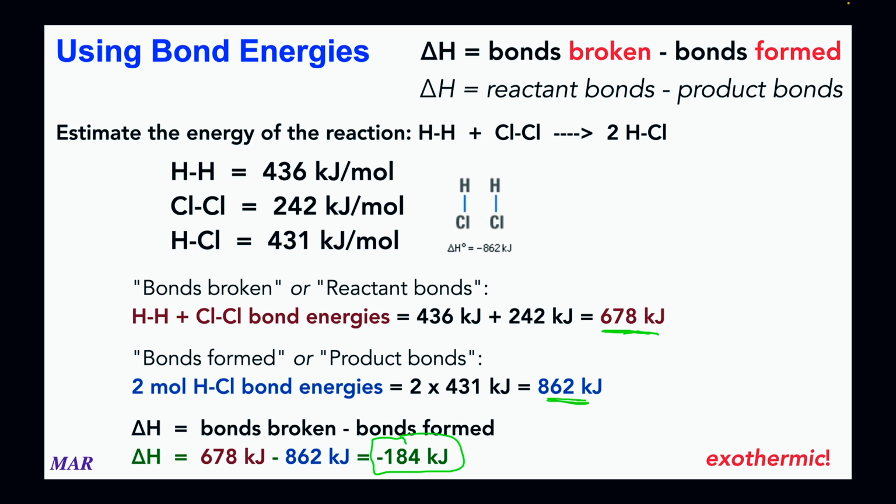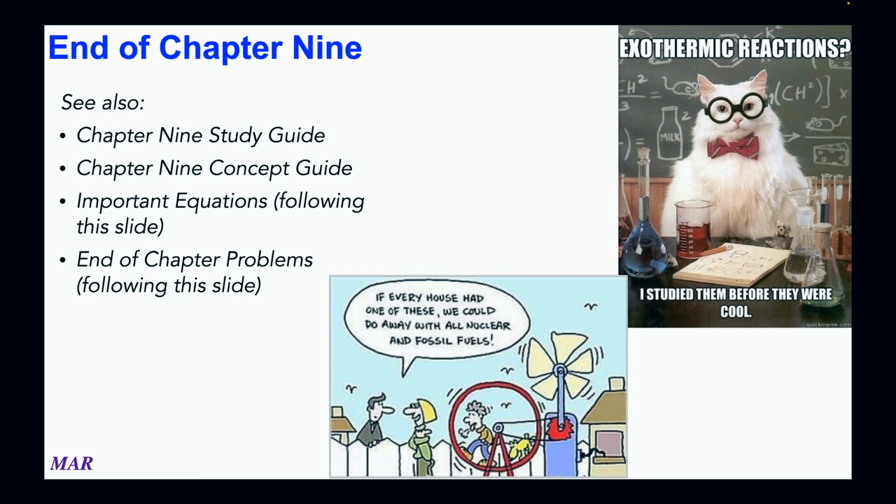So again, to do these kind of problems, you almost always need the Lewis structures, and then it's bonds broken minus bonds formed, or reactant bonds minus product bonds. Either way is fine. Okay, so that's it for Chapter 9.